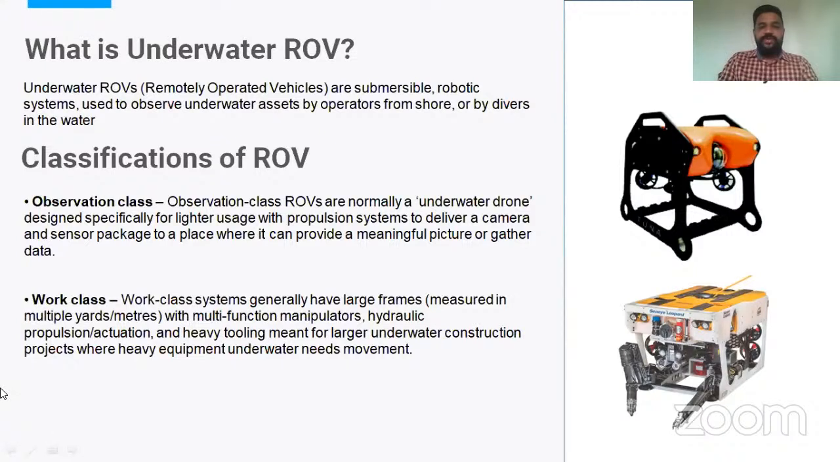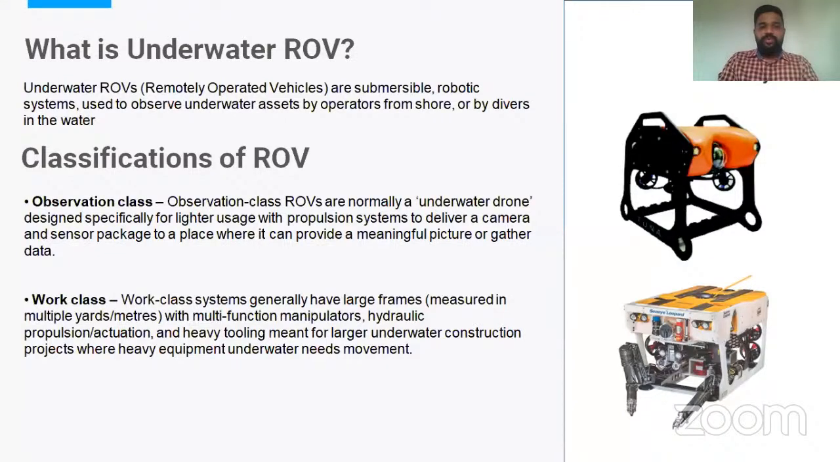Briefly, it is classified into two: the observation class ROVs and the work class ROVs. Observation class ROVs are generally used to give underwater videographic output. It is just a camera which can be operated and manoeuvred from the operating station, and it gives the videographic footage of what is exactly underneath the water.